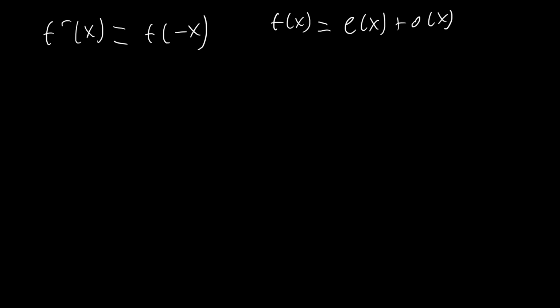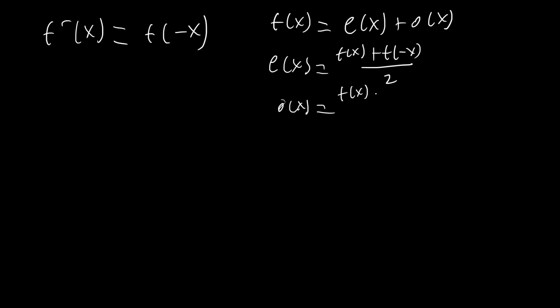And you could do this pretty easily by splitting up the power series like we did last time, or by simply taking e of x equals f of x plus f of negative x over 2, and o of x equals f of x minus f of negative x over 2. It's pretty easy to see that e of x is an even function and o of x is an odd function. So I'm going to split this up into these two functions, and I'm going to go ahead and solve for these two functions using our differential equation.